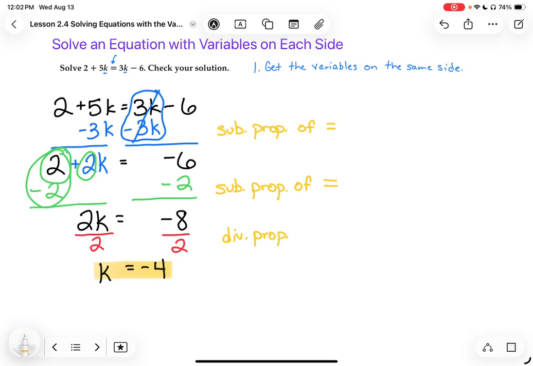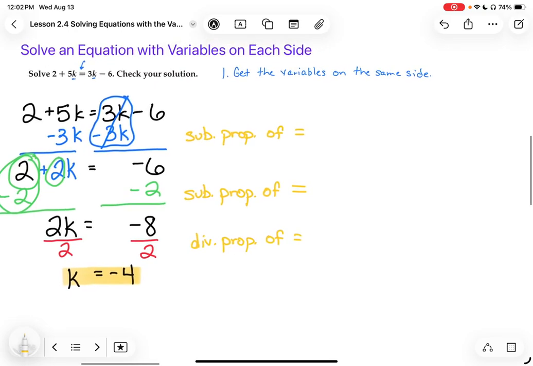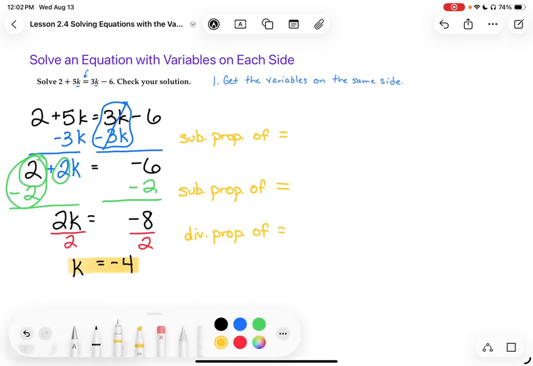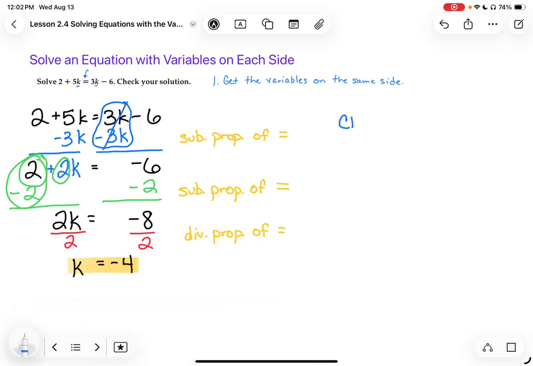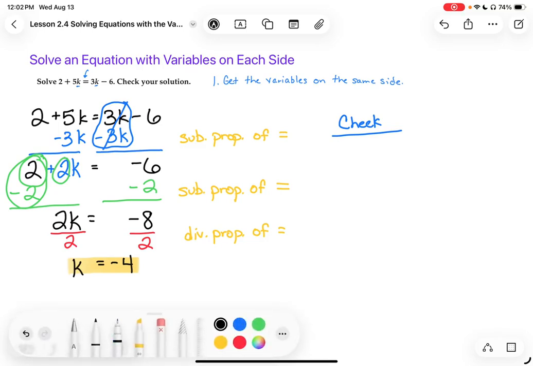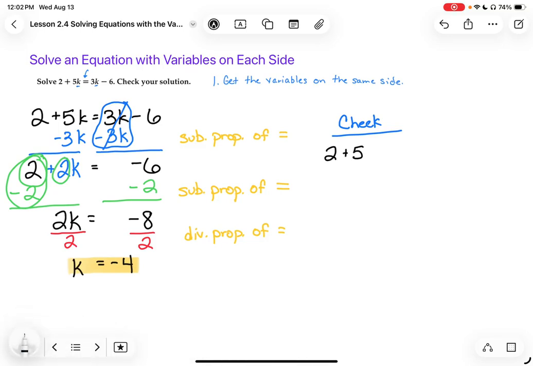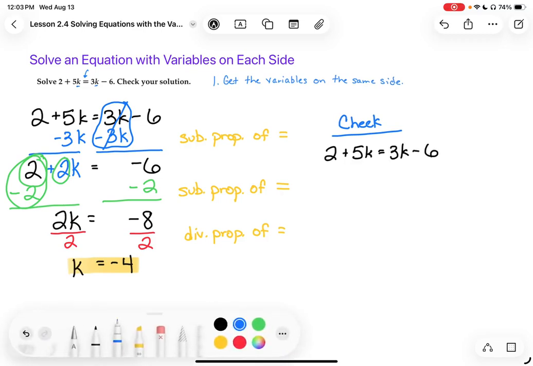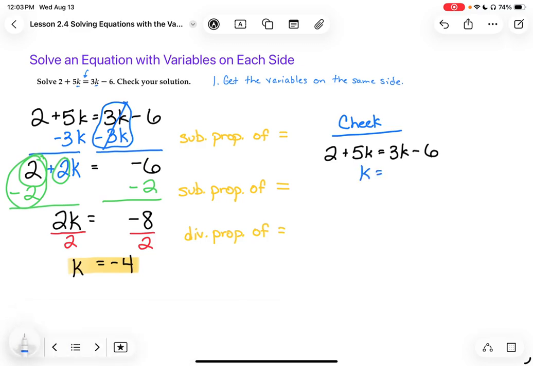And I feel pretty confident in my answer, but I'm going to go ahead and check my answer anyway. It's very easy to check the answer, it just takes an extra minute to check our solution, so let's go ahead and do it. And here's how we check our answer. We take our original equation, which was 2 plus 5k equals 3k minus 6. And then we take what we think the answer is. We think the answer is k equals negative 4. So we're going to rewrite our equation, but just substitute negative 4 in place of all of these k's.